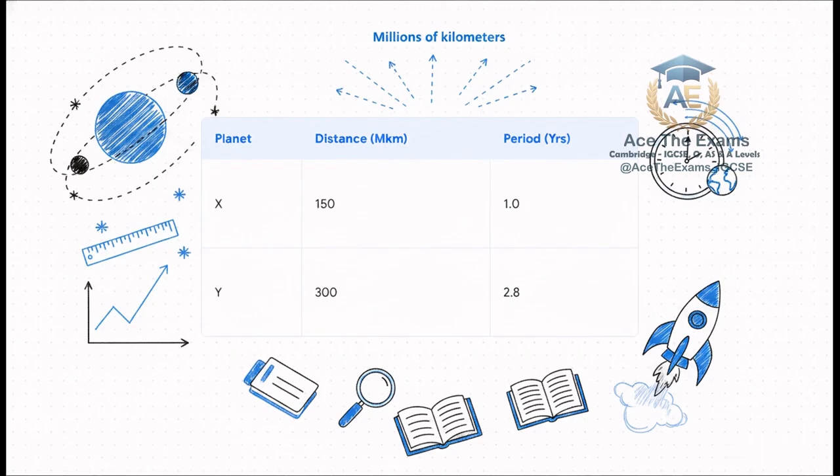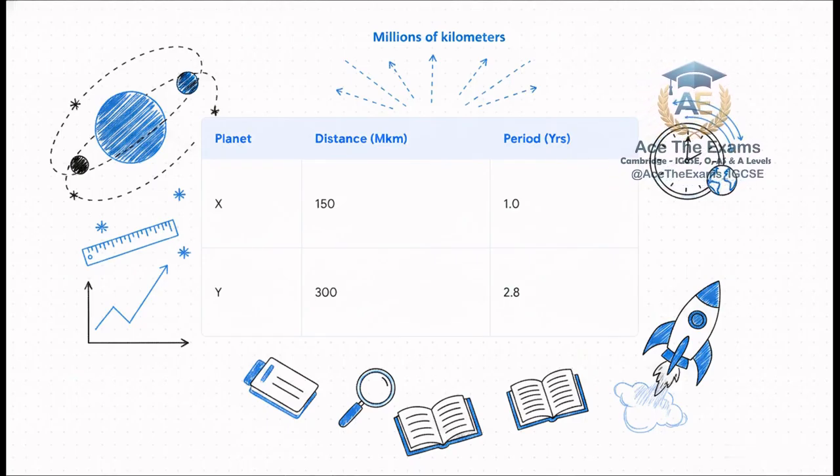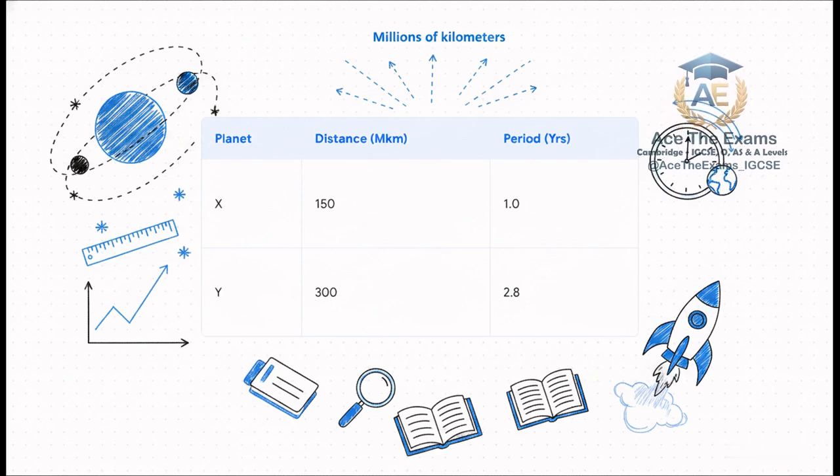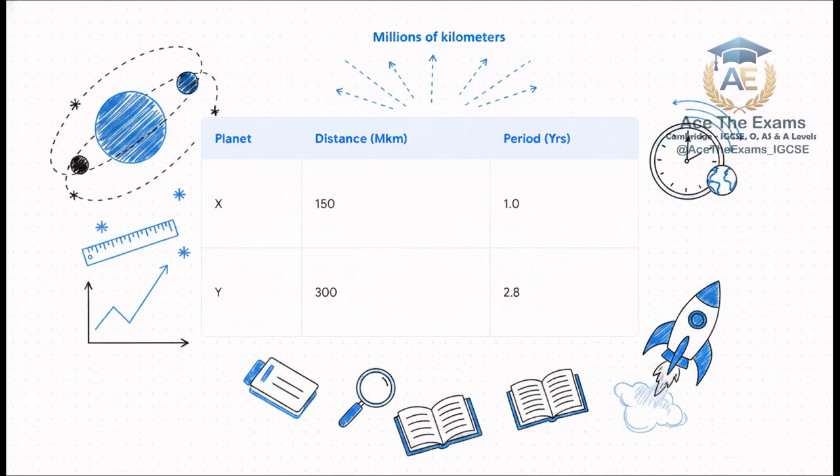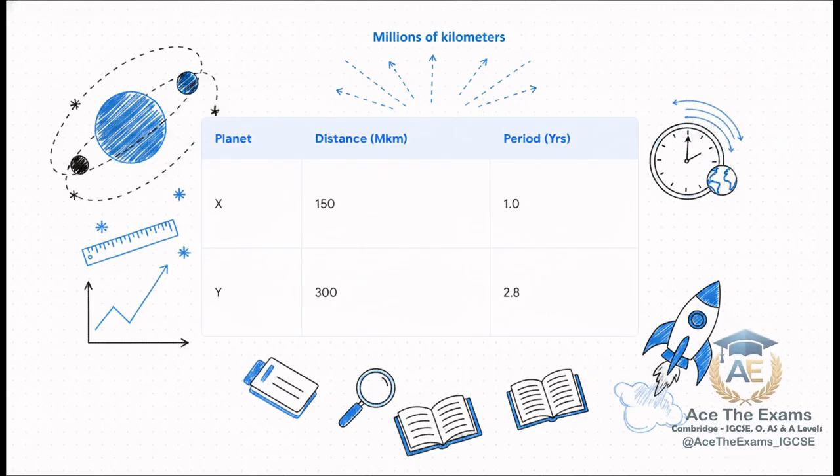Let's actually put you to the test with some high-stakes mock planetary data. Think about Planet X. It has an average distance of 150 million kilometers and an orbital period of 1.0 Earth years. Then, right below it, we have Planet Y, sitting at 300 million kilometers, taking 2.8 Earth years. Look really closely at those headers. Millions of kilometers, Earth years.